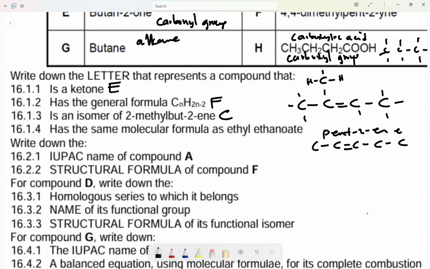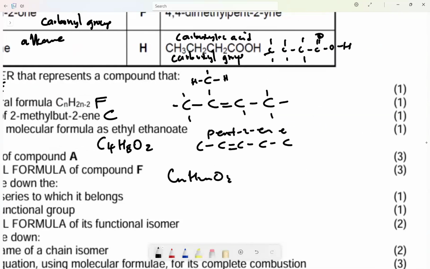Has the molecular formula as ethyl ethanoate. Ethyl ethanoate is 2 carbons from alcohol, 2 carbons from carboxylic acid. It means it has 4 carbons, and according to the general formula CnH2nO2, it has H8O2. When I see this, it is an ester, right? And I know a functional isomer of an ester is a carboxylic acid. So I need to check a carboxylic acid that has 4 carbons. Which one is that? This one, number H.